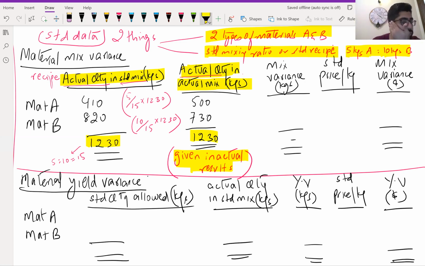But in the second column, actual quantity is as per actual mix. What you have done, 500 A, 730 B, is always given in actual results. Copy the same quantity, 1230, but apply the standard mix, 5 is to 10, what you extracted. So the sum is 15, 5 over 15 into 1230 is 410, and 10 over 15 into 1230 is 820. Any questions with these two? If these two are clear, it would be hardly 10 seconds to complete all the remaining. Please ask in the chat if you have any questions.